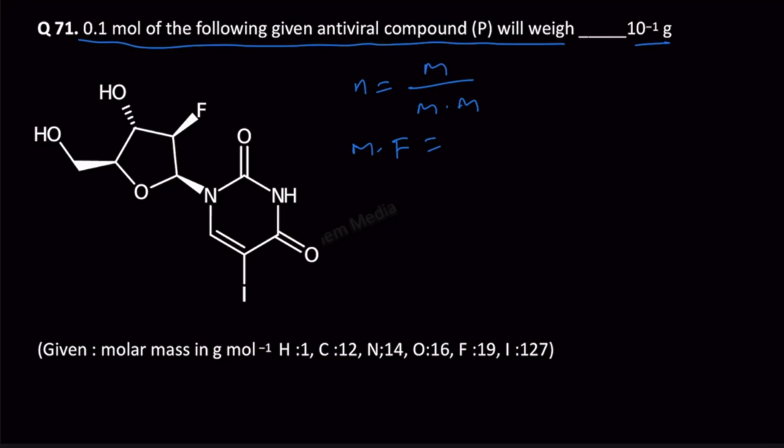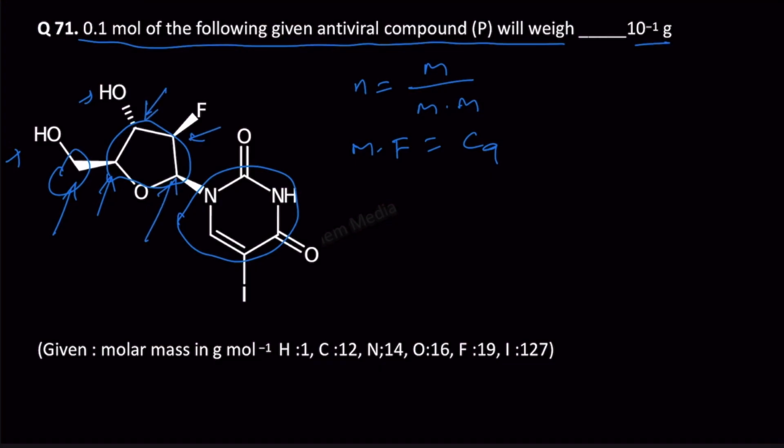So, let us count how many carbon atoms are there. We have 4 carbon atoms here, and then 4 carbon atoms here, and then 1 carbon atom here. So, that is C9. And then hydrogen atoms, we have 1 here, 2, we have 2 here, 4, and then 1 more here, 5, 1 here, 6, and then 1 here, 7, 1 here, 8, 1 here, 9, 1 here, 10. So, H10.